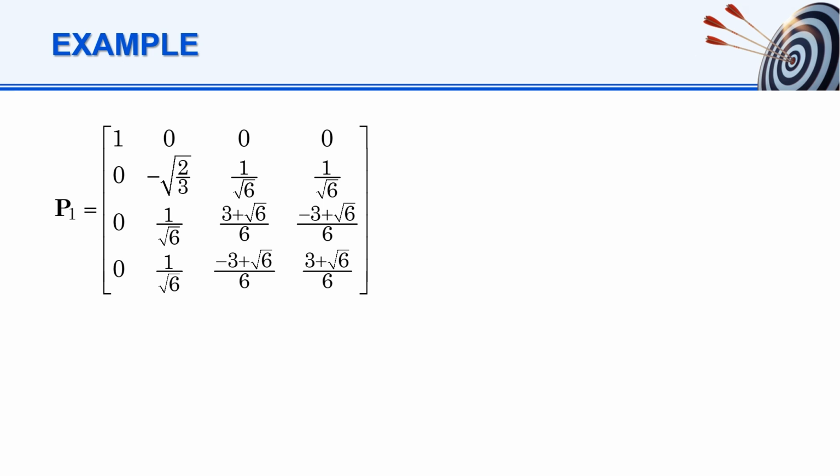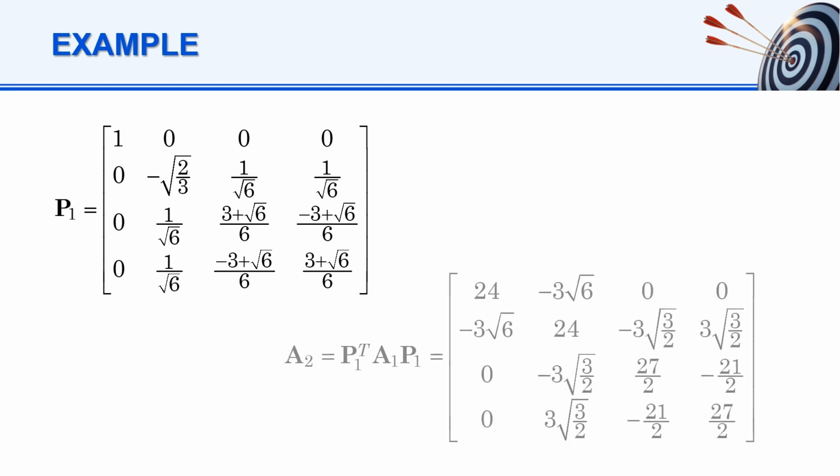Having found the Householder matrix P1, we can apply it to perform the transformation on matrix A1, which gives the matrix A2. Notice that the resulting matrix has zeros in the desired locations of the first row and first column.